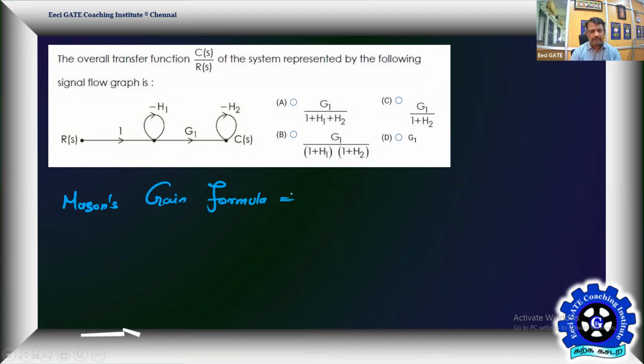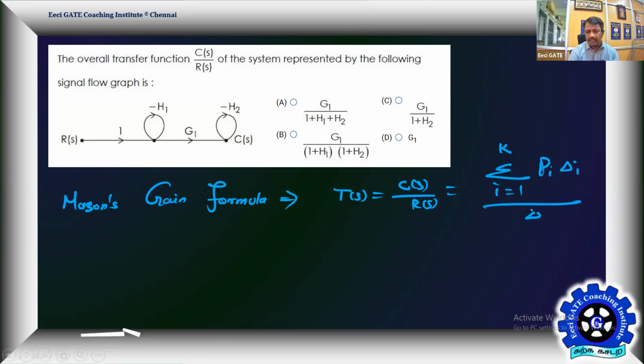Shortly, the gain formula gives the overall transfer function of any given SFG. Here it is C(S) by R(S), that's the desired transfer function. It is shortly remembered as the sum over i varying from 1 to k, where k represents the number of forward paths, of P_i delta_i, the whole divided by delta. P represents the forward path gain.